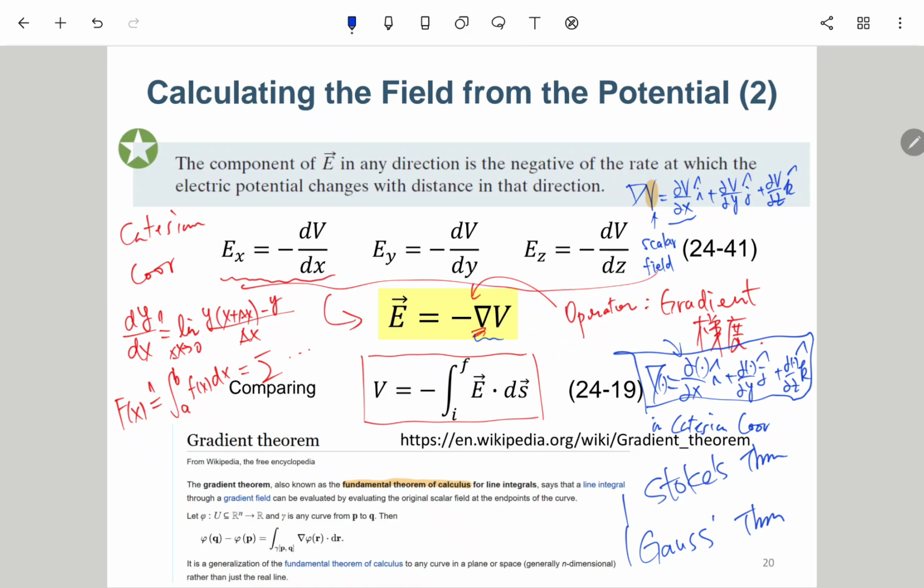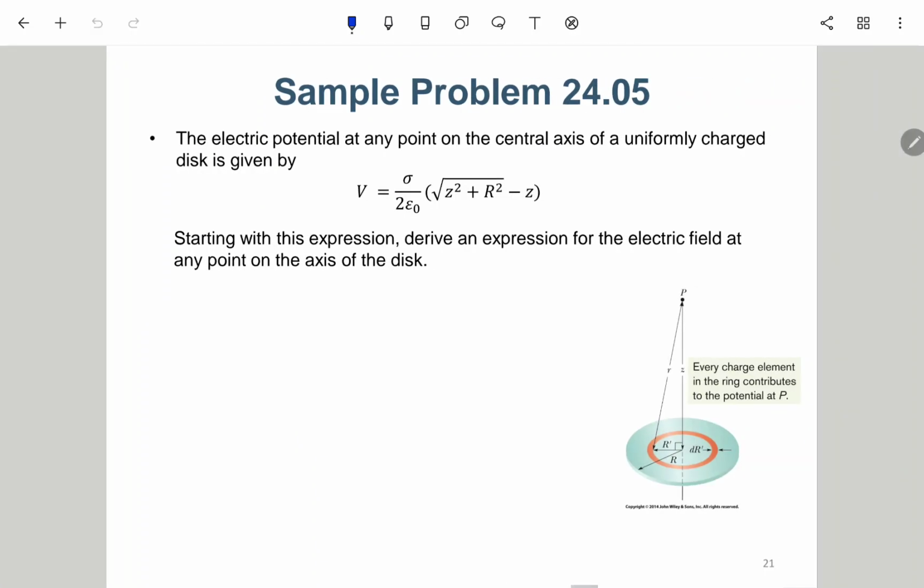Okay, so let me stop here. For this page, because I don't want to talk too much, we just go to a sample problem to see how we can apply this.